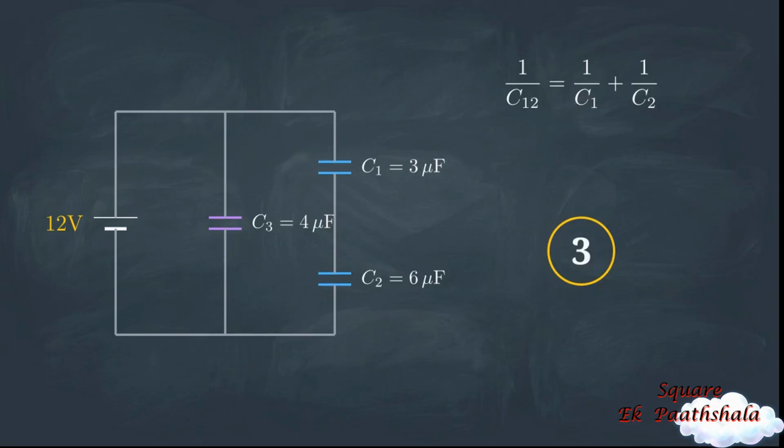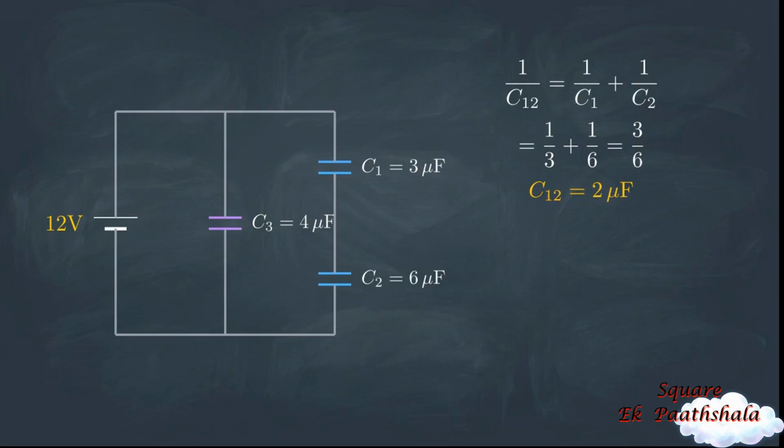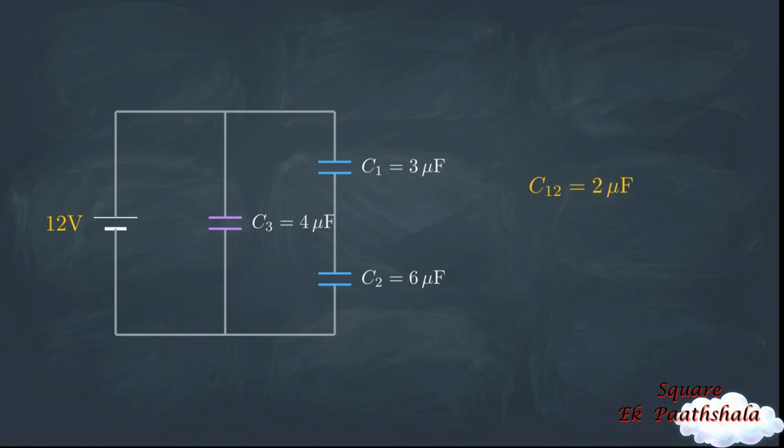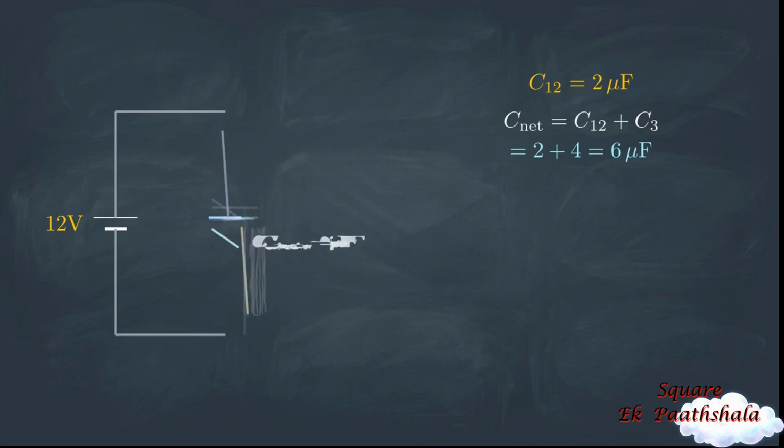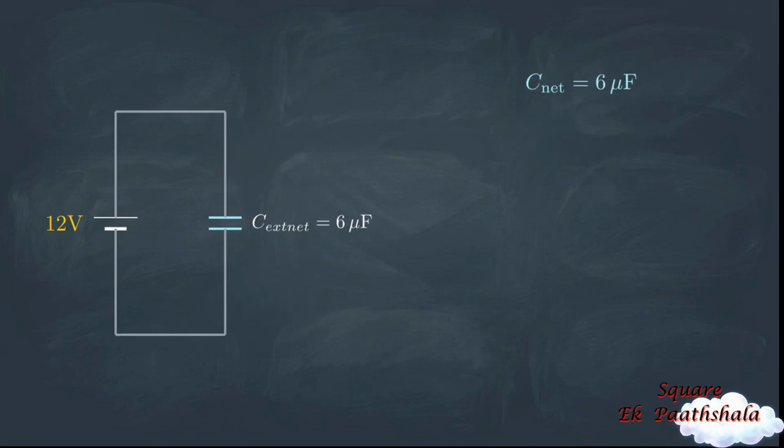Take a moment to calculate the equivalent capacitance for this pair, then add that result to C3 to find the total capacitance of the entire circuit. The series combination of 3 and 6 microfarads yields an equivalent of 2 microfarads. This new block is parallel to the 4 microfarad branch, resulting in a net circuit capacitance of 6 microfarads.